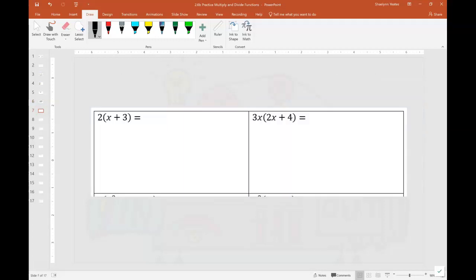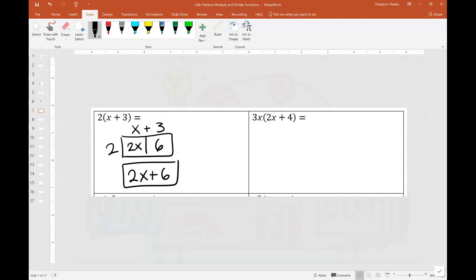All right, let's practice this some. So these are really simple boxes. We're going to draw a box. We're going to put one piece on the side and another piece on the top. Now you can switch this box, it's fine. It works just fine. Normally we distribute here. This is just a way to draw a distribution instead of just doing it. So we have 2 times x is 2x, and 2 times 3 is 6. So our answer is 2x plus 6.